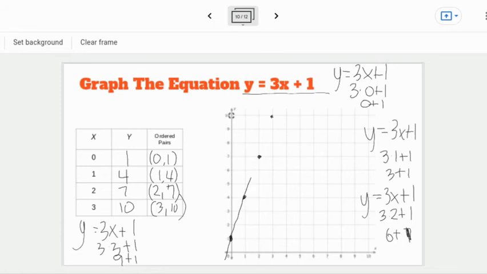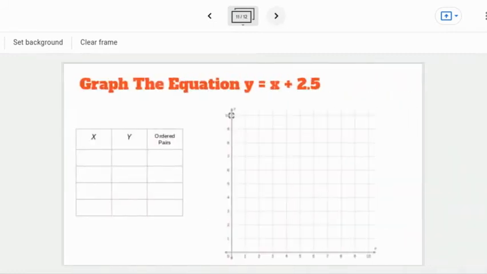Connect all those dots. I'm sorry, I'm struggling writing with this. And we have now filled out our table for that equation and graphed it. Okay, next one.